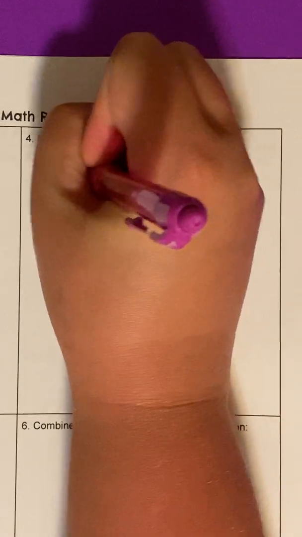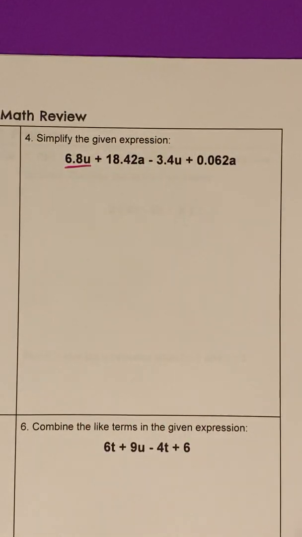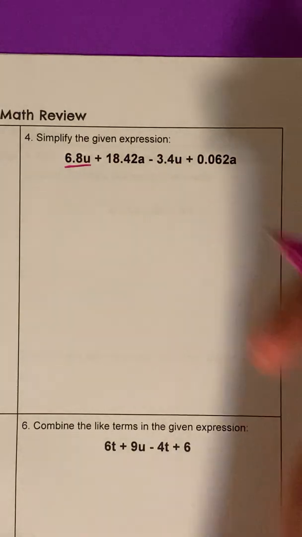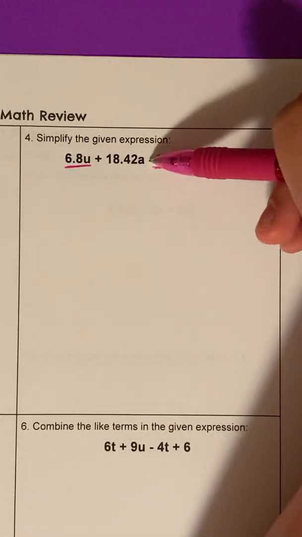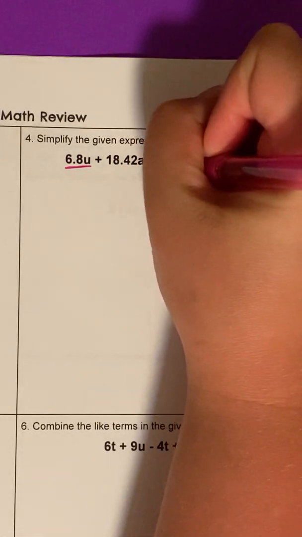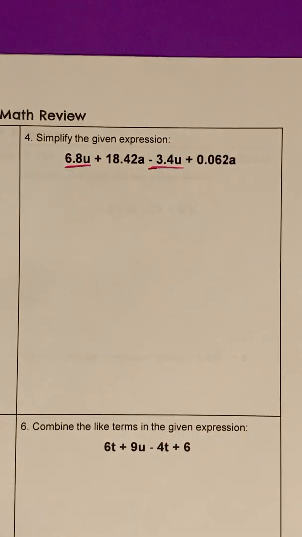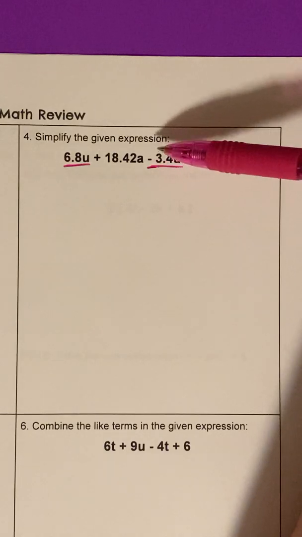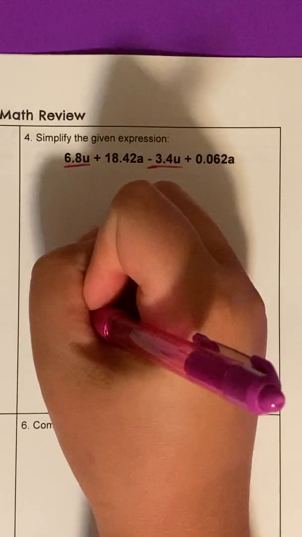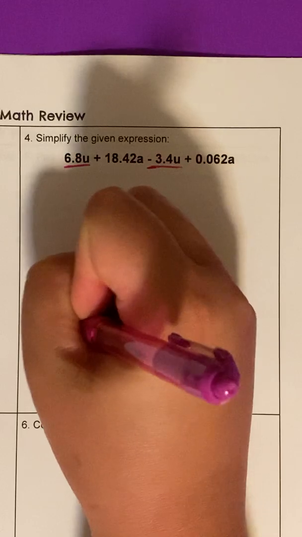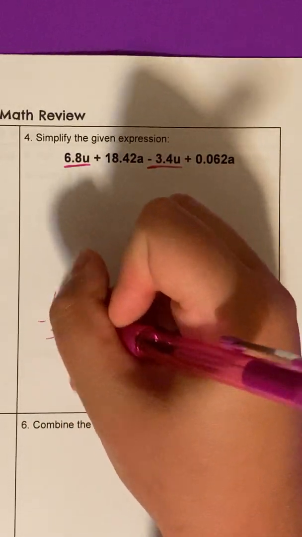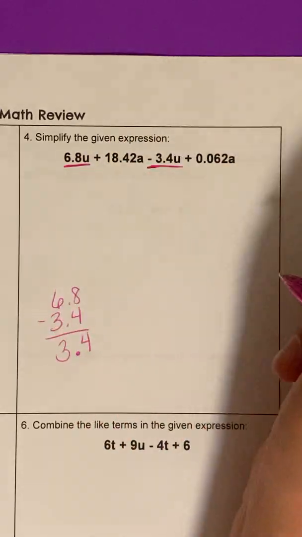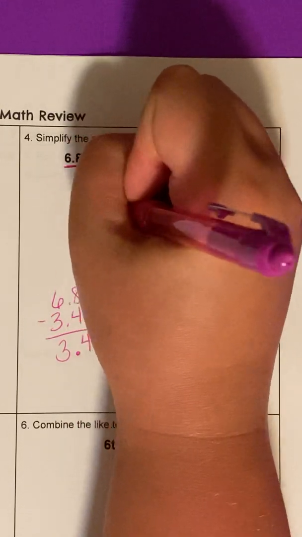Here's a u. Does anything else have a u right with it, being multiplied by u? Oh my goodness, this does. When you do this, you always take the math operation, the sign, this minus here, with it. So we are going to combine these two: 6.8 minus 3.4, and we keep that u. 8 minus 4 is 4. 6 minus 3 is 3. Drop that decimal in between. So we have 3.4u.